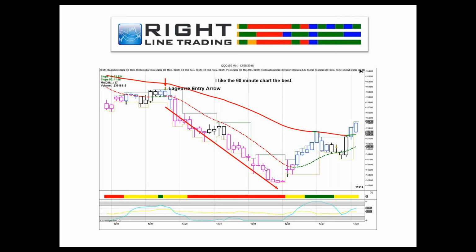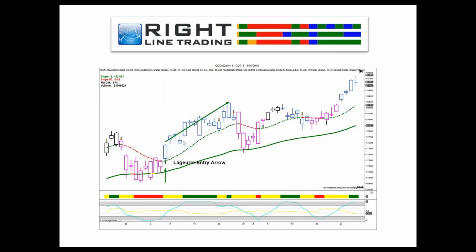Here's the same principle again. The Qs on a daily. You can exit on the arrow. The principle is the same. We are trading in the direction of institutional money, and we are trading a lockup of the Laguerre long.